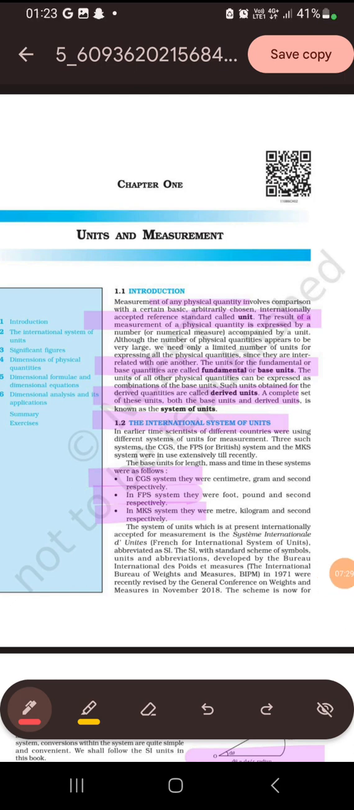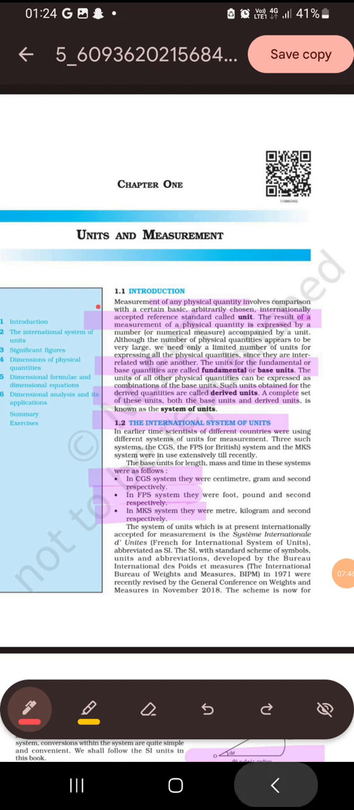Okay, I explained what the dimensional quantities are, what quantities you have to study, and what topics were frequently asked from this chapter. So let me teach you the basics which were asked in this chapter.